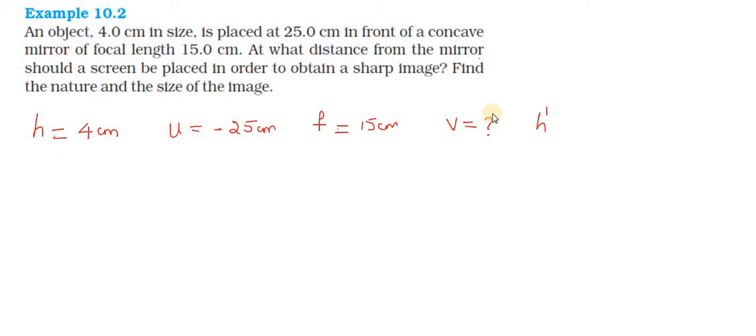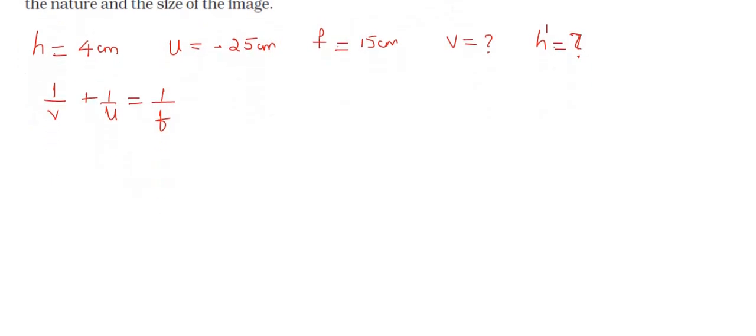Again, we know the formula. If you write all this data, you'll get half mark. Now you write the formula, and for this formula you'll get half mark. 1 by v plus 1 by u is equal to 1 by f. So now substitute all the values.